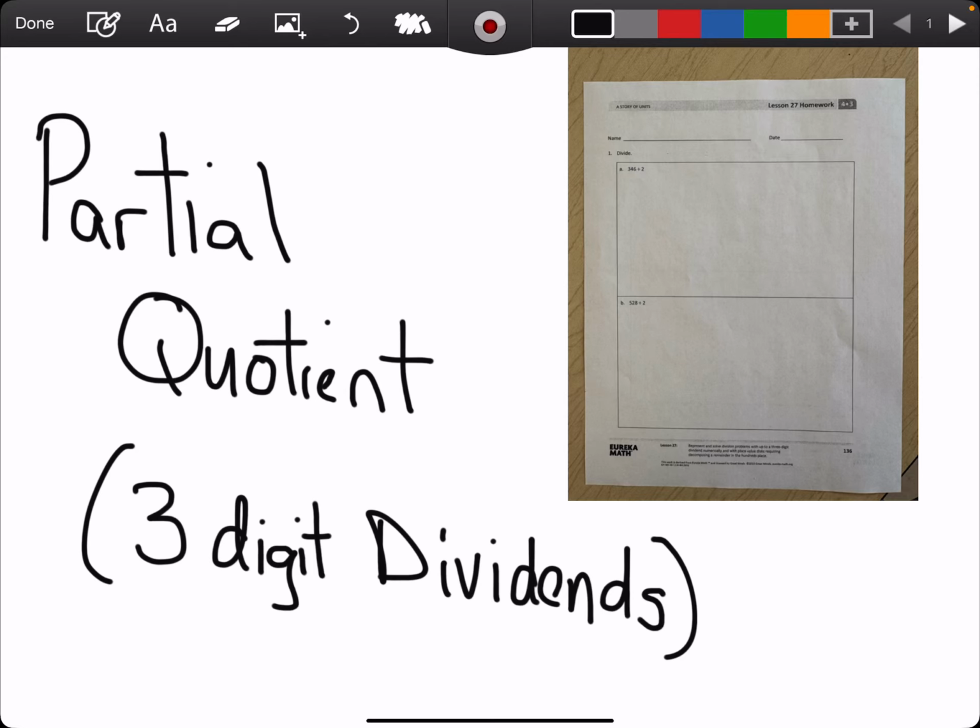Okay, I'm going to make this video on partial quotients, except it's going to be with 3-digit dividends. My last video was with 2-digit dividends. Now it's going to be with 3-digit. So we're going to look at the first problem.